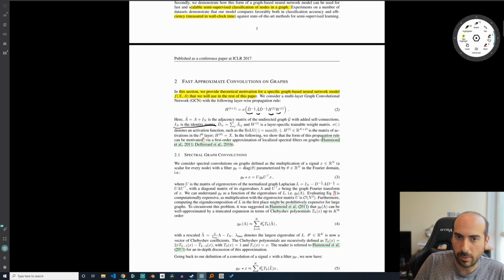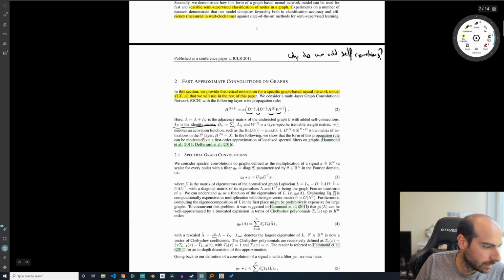Just a quick question on my side, why do we add self connections? I guess it should be explained further down the paper.